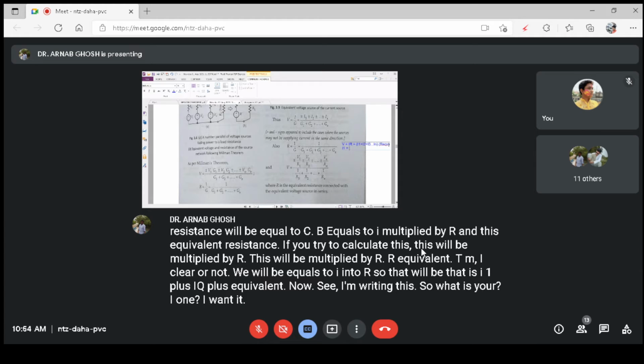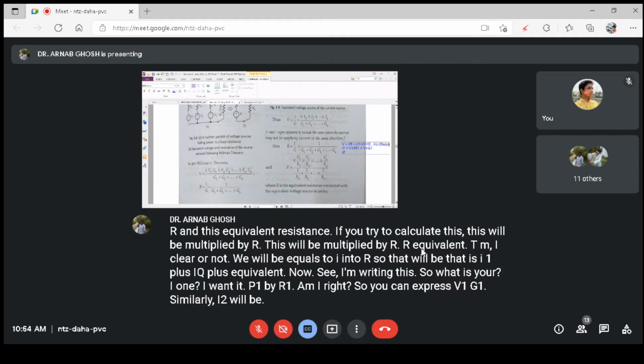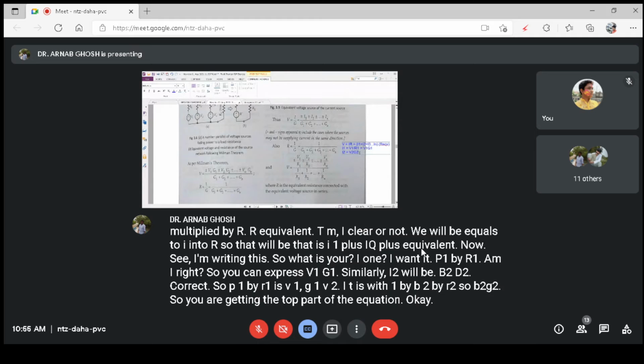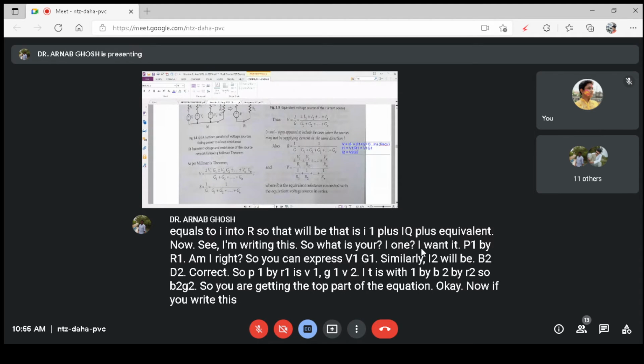I1 is V1 by R1. Am I right? So you can write I1 as V1 G1. Similarly, I2 will be V2 G2. So V1 by R1 is V1 G1, V2 by R2 is V2 G2. Okay. Now, if you write this expression, this part of this part, you are getting this.